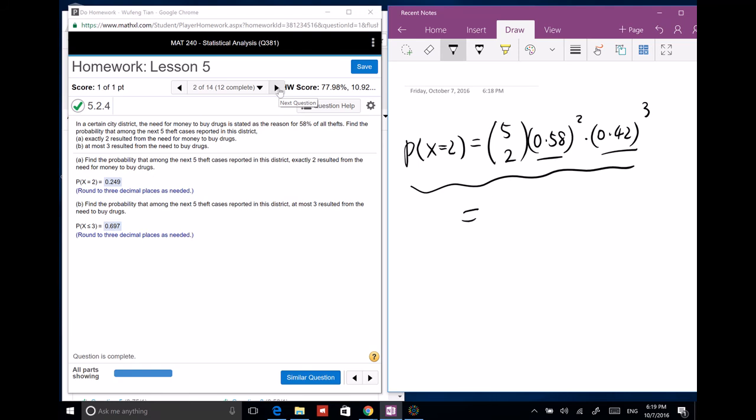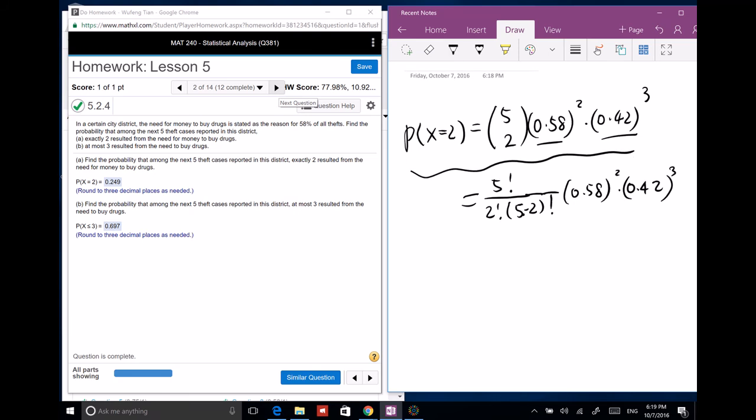So first, this is 5 factorial over 2 factorial times 3 factorial, where 3 is 5 minus 2 factorial. Okay. Then this is 0.58 squared times 0.42 cubed for this one.